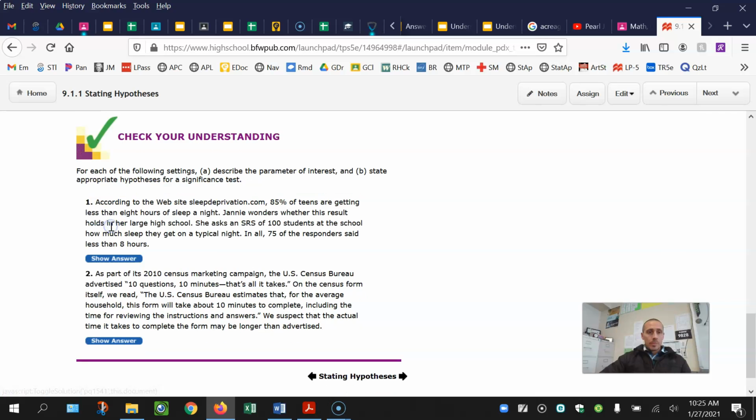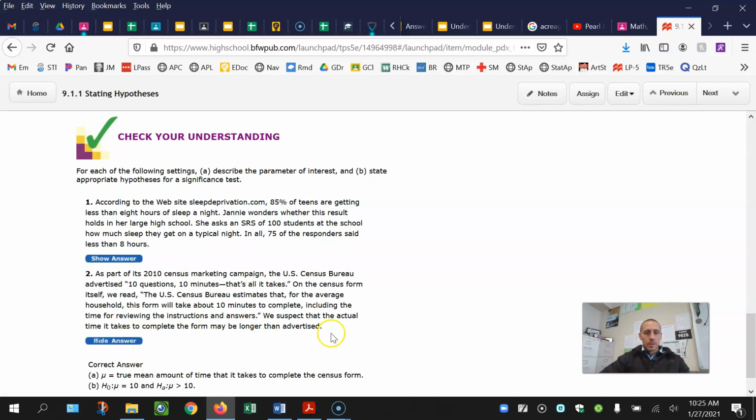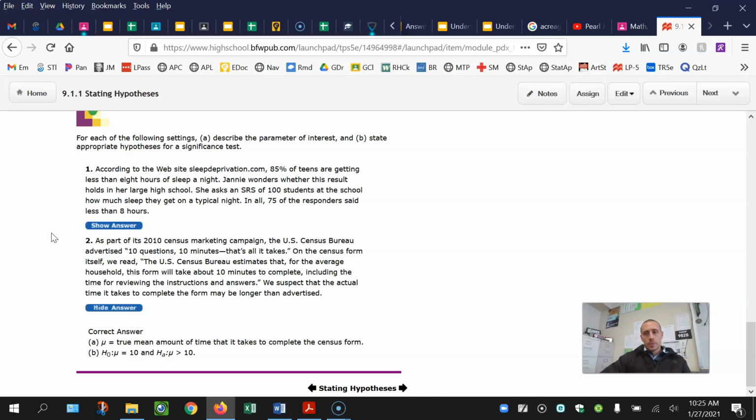All right. Second part. The average household will take 10 minutes to complete. All right. So the parameter is mu. This is a quantitative variable. And it would be the true mean number of minutes it takes to complete this form. So the null hypothesis would be mu equals 10. The alternative, we think it's going to take longer, would be mu is greater than 10. Okay, hopefully that was helpful. Moving on.